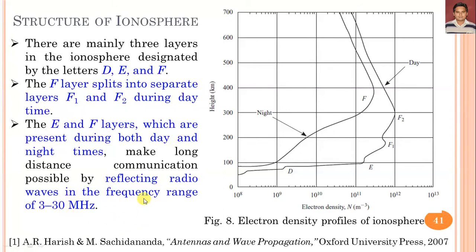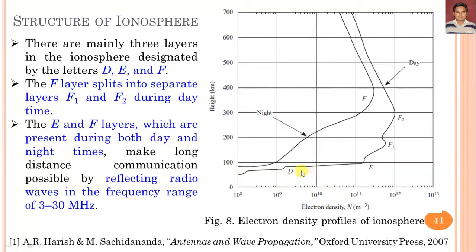So we can say in high frequency communication, the long distance communication is possible in the E and F layer. And here you can see some more important parameters about the different layers. First we have discussed the characteristics of the D layer, and it is the lowest layer.